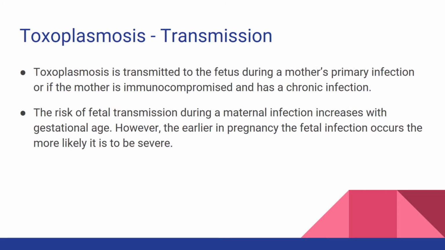Transmission to the fetus occurs during a mother's primary infection, or if the mother is immunocompromised and has a chronic infection. Risk of fetal transmission during maternal infection increases with gestational age. However, the earlier in pregnancy that a fetus acquires the infection, the more likely it is to be severe. So the best way to think about that is if an infant gets the infection within the first trimester, it's more likely to be a severe infection, but they have a lower likelihood of acquiring the infection. However, if they get it in their third trimester, it's much more likely that the infant would acquire the infection, but it's more likely to be less severe.